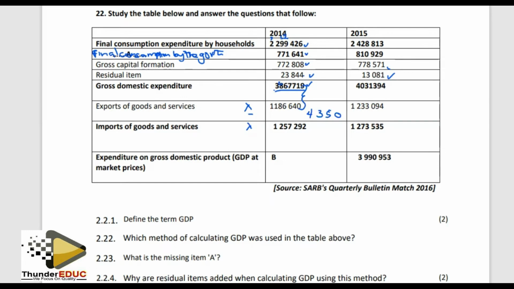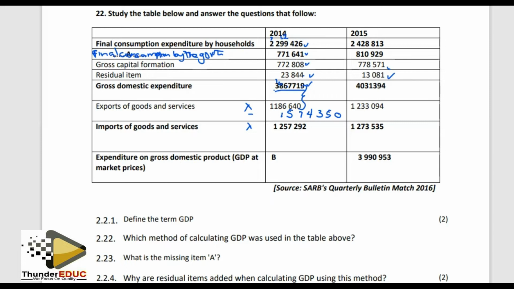9 plus 8, this is 17. We carry 1. 4 plus 1, this is 5, and plus 1 here. This is what we get.